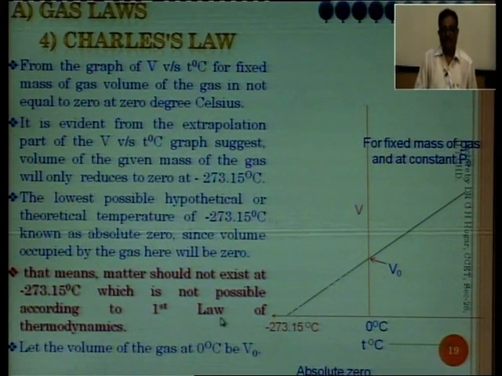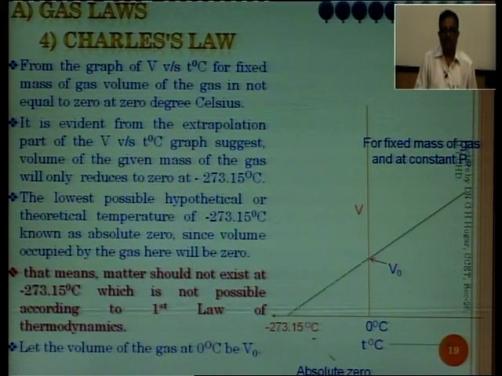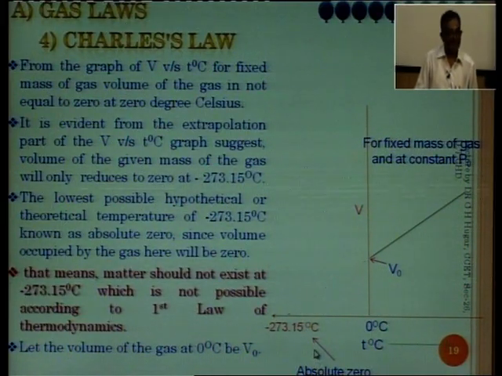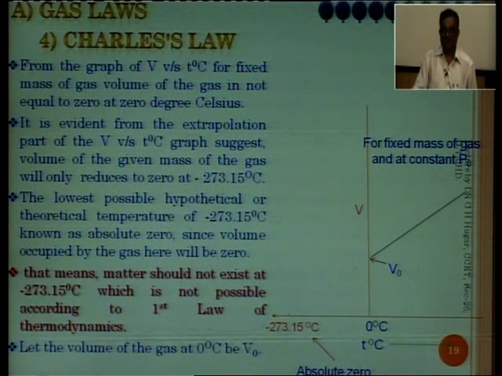reduces to 0, and hence this temperature is called absolute 0, where the volume of the given mass of a gas equals 0. That is practically very difficult to achieve, and it is not permitted as per the first law of thermodynamics. But at 0 degree Celsius, it is very much evident that the volume of a given mass of a gas can never be equal to 0 at constant pressure. So, let the volume of the gas at 0 degree Celsius be V naught.